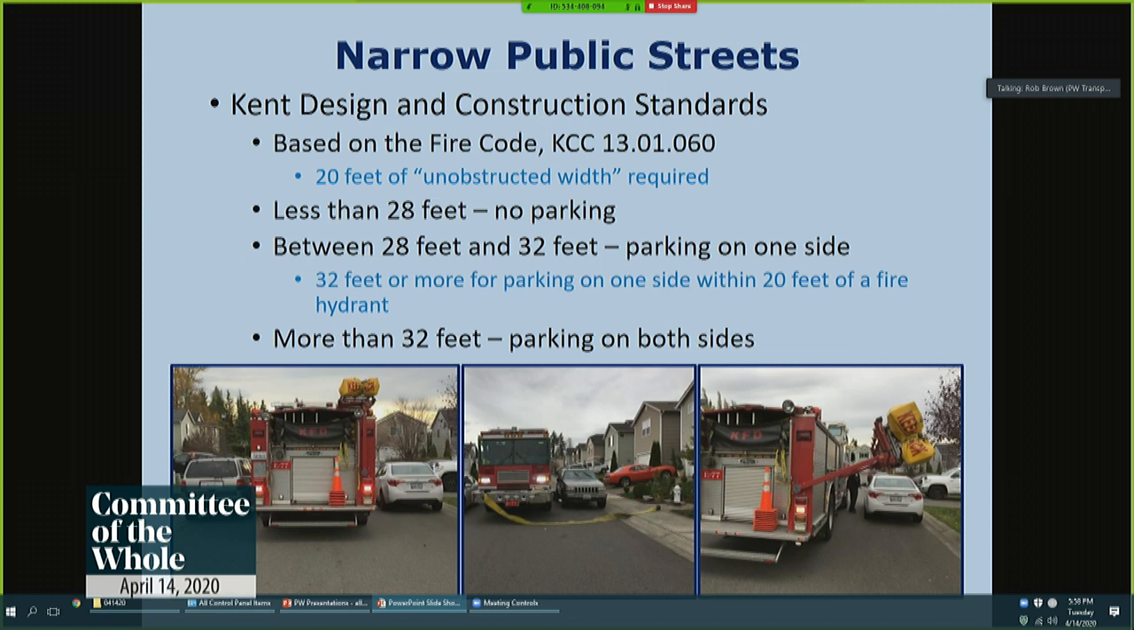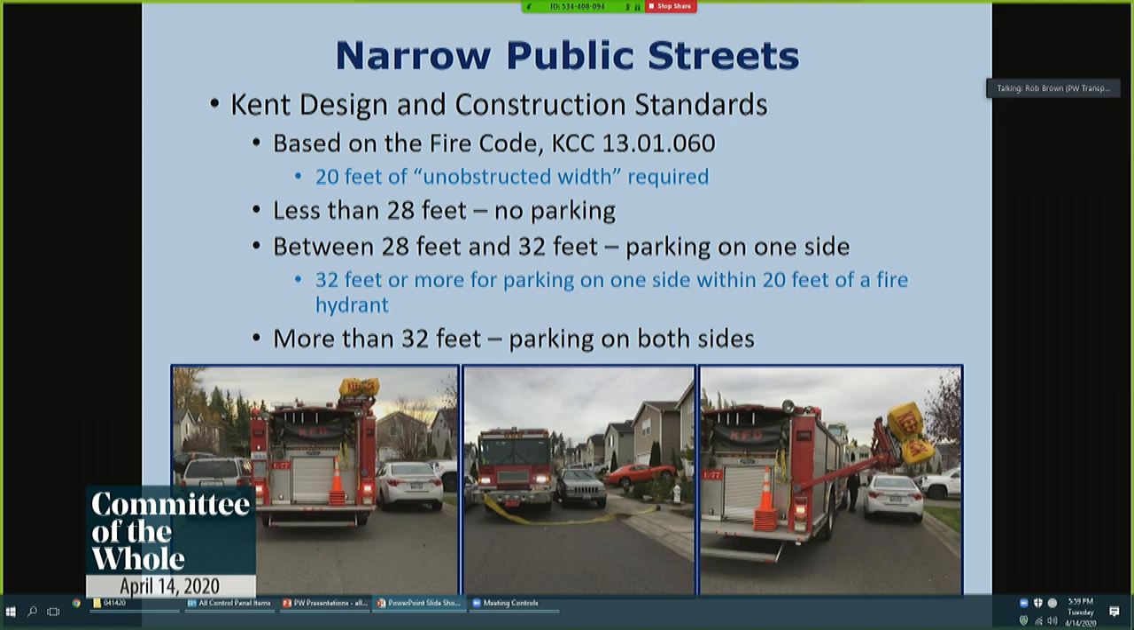Thank you. Narrow public streets. So the Kent Design and Construction Standards list the minimum required street width for parking. This is based on the Fire Code and Kent City Code, Chapter 13, which requires 20 feet of unobstructed width for fire apparatus access, as well as 26 feet of roadway width for 20 feet on either side of a fire hydrant for fire hydrant access.